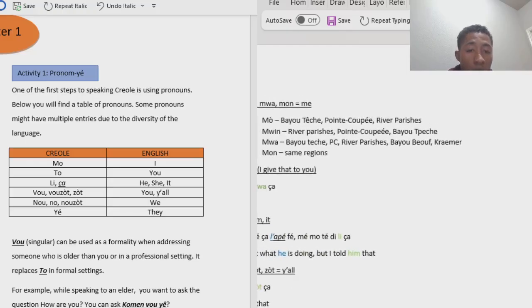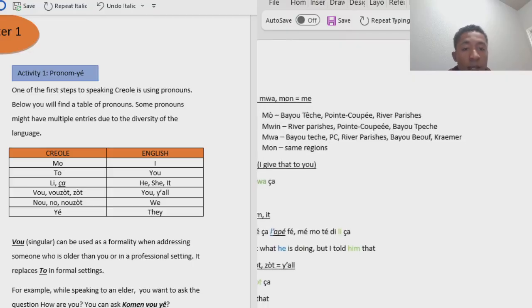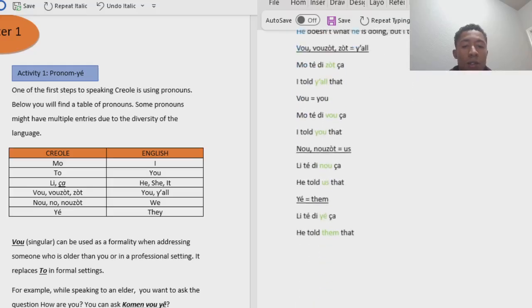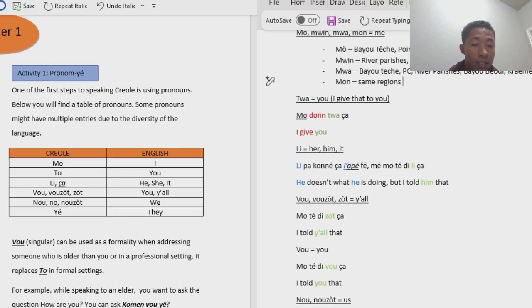So as you can see, these are all within the exact same regions, but it depends on the speaker, and sometimes these vary depending on the region. You might hear moi more prominent in the river parishes and Pointe-Coupée, and you might hear mon and moi more prominent in the Bayou Teche. So it depends. Now moving on from these, if anybody has any questions, mon is usually Acadiana, right? Well, it can be all. Anybody have any questions before we move on to the possessives?